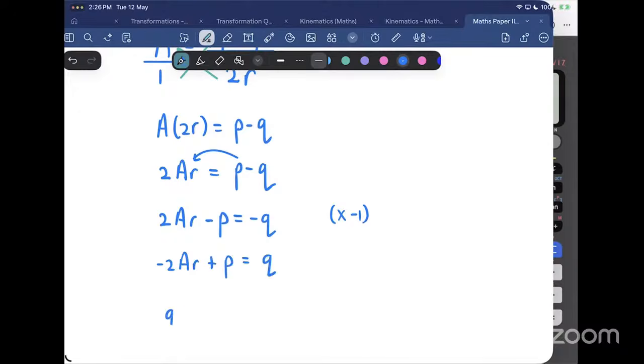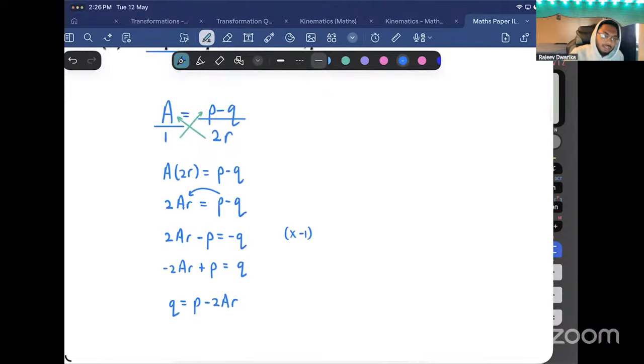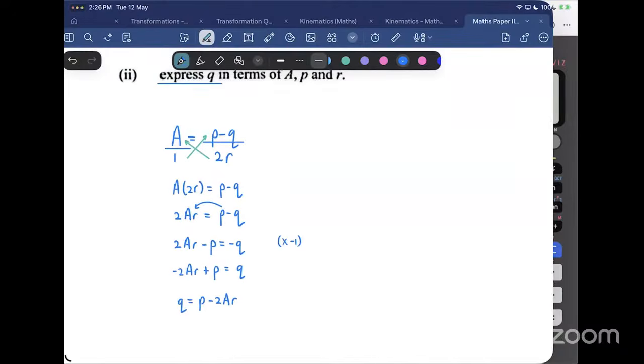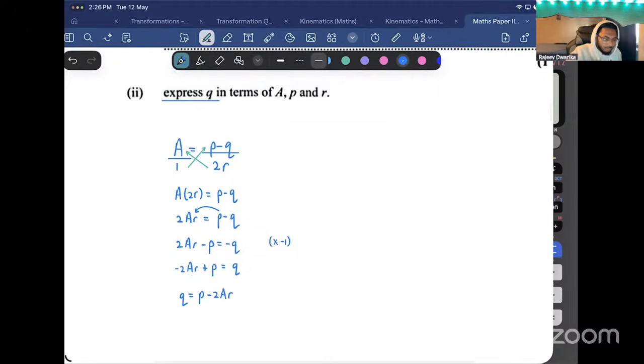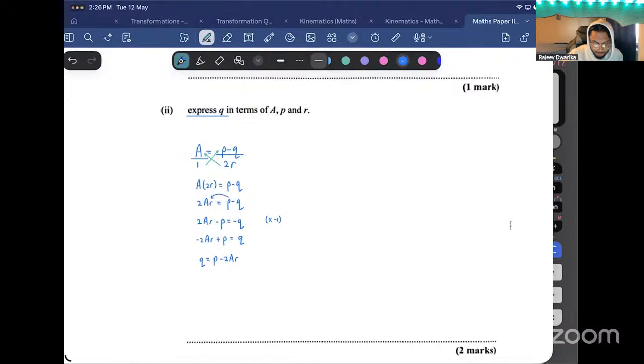So if you get it correct, big up yourself, Romano. If you want, you could write Q is equal to P minus 2AR. I was questioning that part, but it's a good thing I didn't over question it. People on TikTok, I'm live on YouTube. Go on YouTube and you'll see these solutions, right? Good. Let's move on.